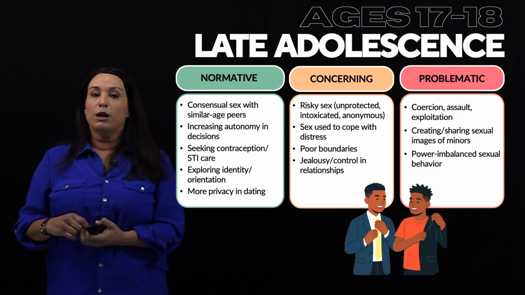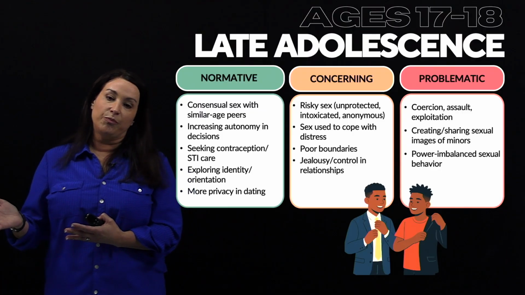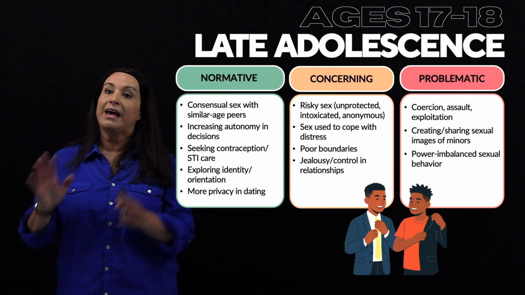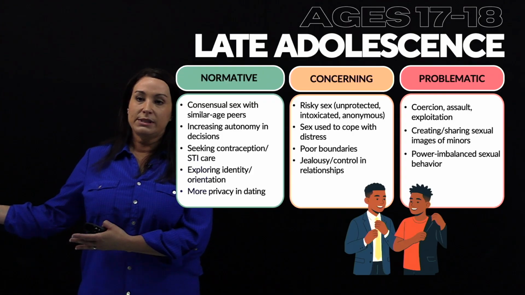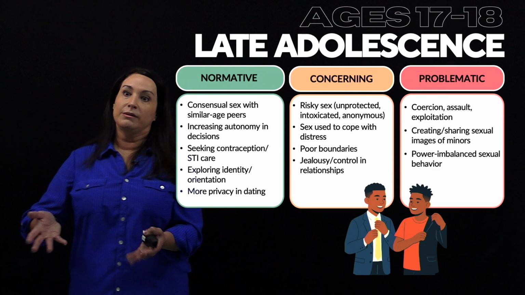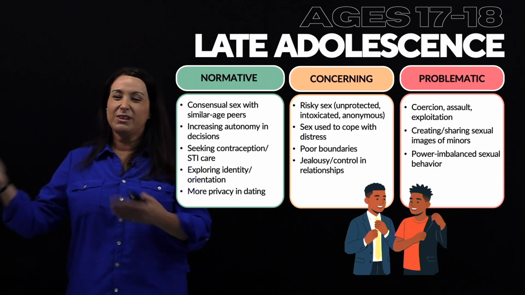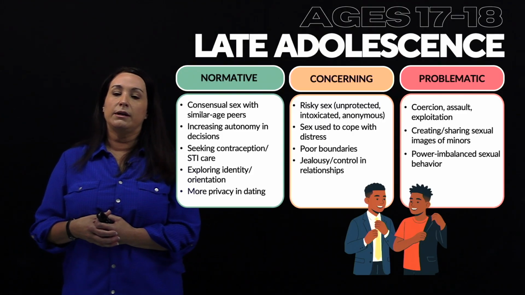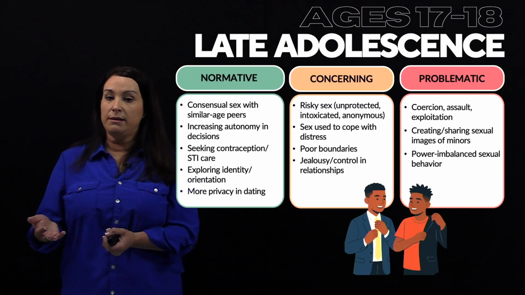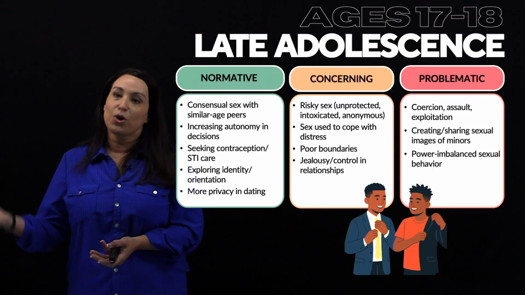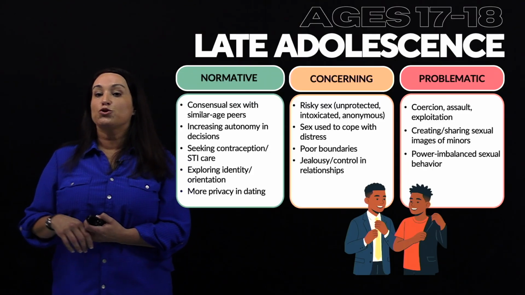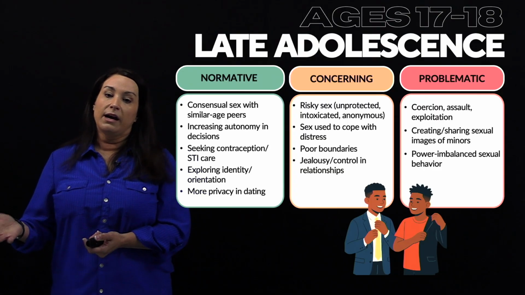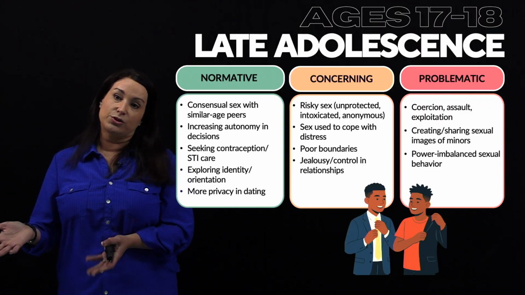Late adolescence, this is 17 to 18. So this is commonly when consensual sex with similar age peers occurs. However, keep in mind that there is a percentage that start at 13 to 14 and 15 to 16. So it really depends on maturity and the culture in which they're raised. And you're going to see increased autonomy and decision making. That is normal at this age. They're becoming emerging adults. Seeking contraception or care for sexually transmitted diseases, as well as exploring what their identity is and their sexual orientation.